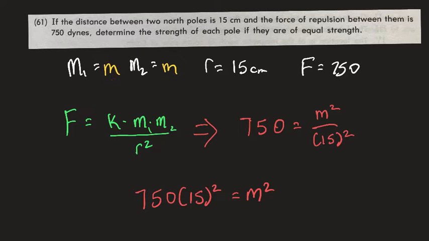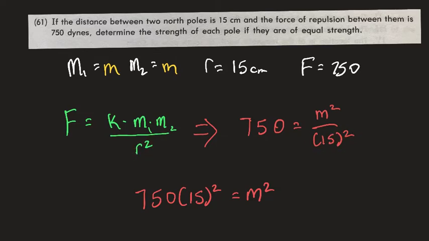Okay? So we're familiar with this formula right here. We've used that quite a bit now. We're going to plug in 750 for F. I'm leaving K out because its value is just 1, so we can kind of ignore that right here, 1. M1 times M2 is just M squared because we're just using M. So it's M times M, which is M squared, divided by R squared, which is 15 squared.